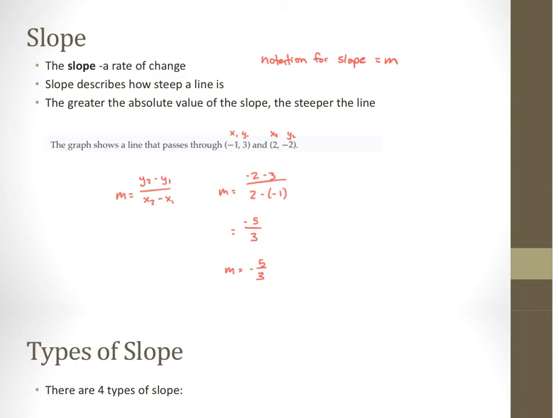Okay, so let's talk about that real fast before we go on to the next slide. Do this in blue. Whenever the absolute value of m is greater than 1, 3, 5, 2.5, anything like that, if it's greater than 1, then you're going to have a steep slope. Whereas if the absolute value of m is less than 1, you're going to have a shallow slope.